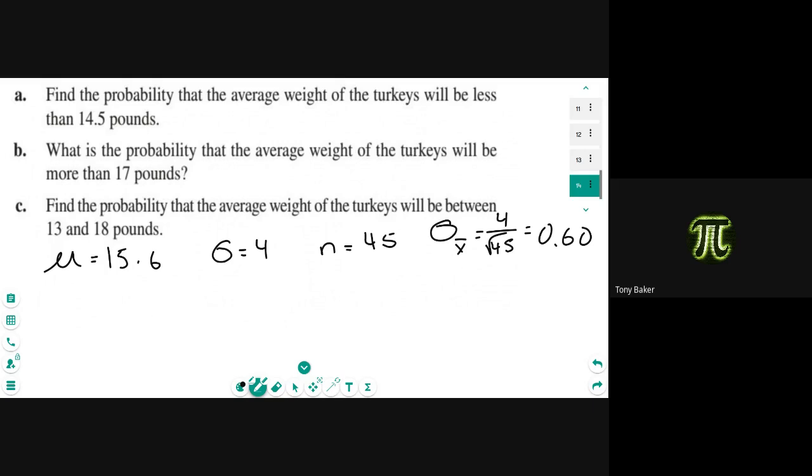So now we have to find our z's. That's not your z. That's to find the standard deviation. No, we can't do this yet because we're not dividing by 4. This is correct for z. We're not using the 4 as the standard deviation because we're not just looking at one piece. We're looking at 45 turkeys.